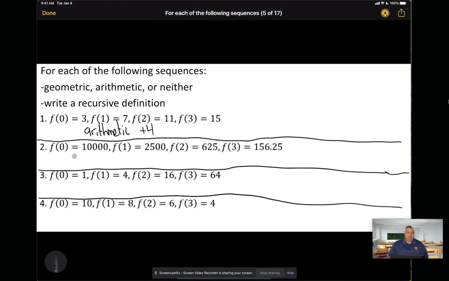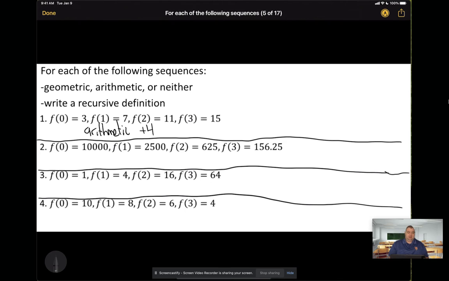Number 2 is a little different. Number 2 we may need to use a calculator for. So I'm going to pull up the calculator on my phone here. You could use the calculator on your phone. You can use the calculator on your computer. If you want to use Desmos, that's fine too. It's whichever you prefer.